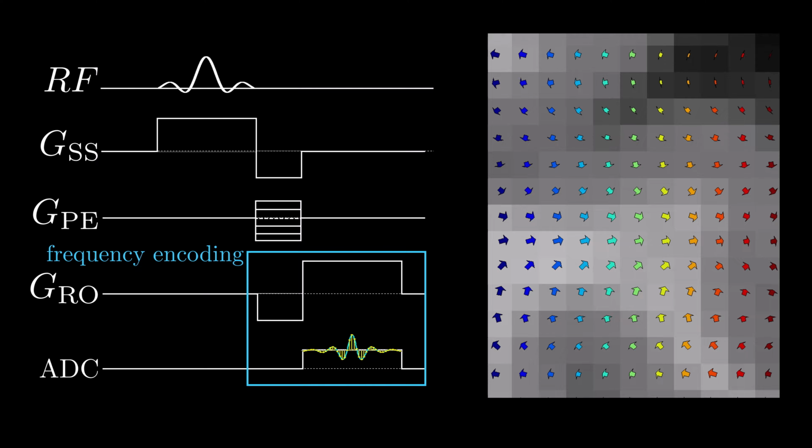And the terms frequency encoding and readout are often used interchangeably by MRI folks, which is why my frequency encode gradient is called G sub RO here. So there's the qualitative overview of the gradient echo sequence.